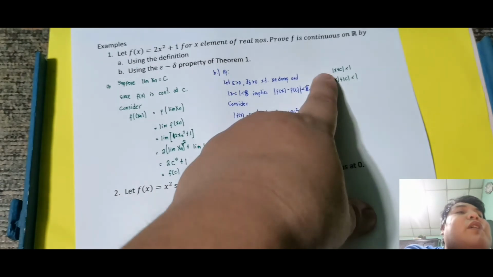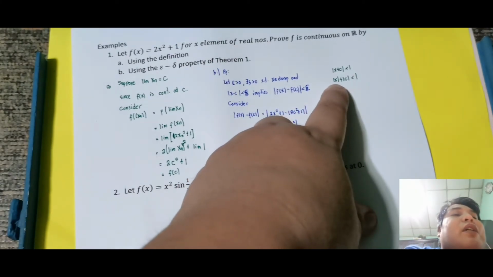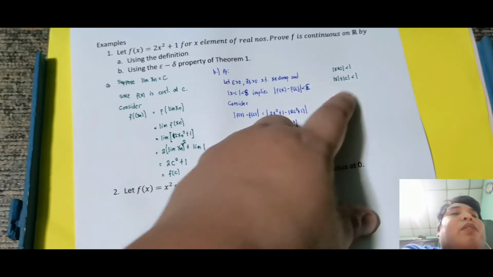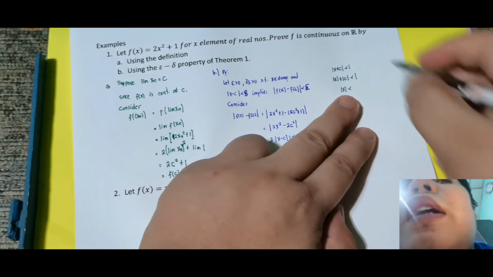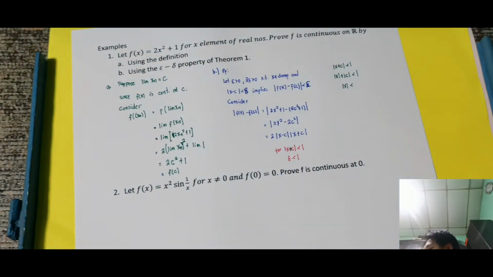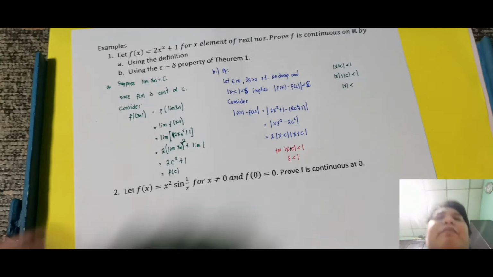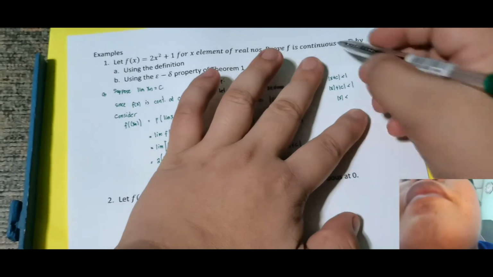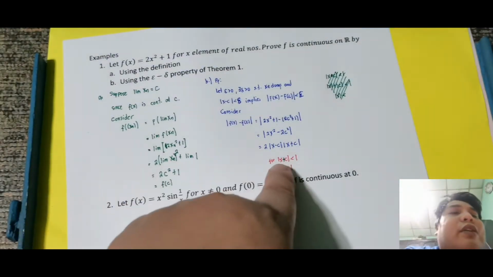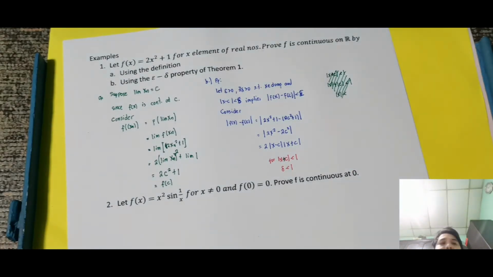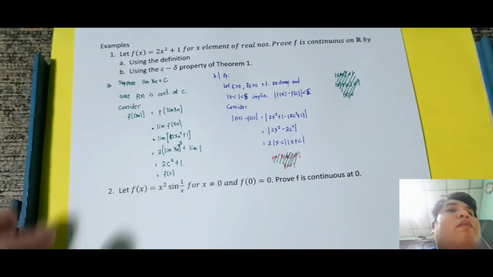Kumbaga, 2 times fraction naman napakaliit, which is less than 1. Liliit siya. So, yung |x + c| less than 1 is equal sa |x| + |c| less than 1. In which, what is absolute value of x? Absolute value of x is less than, this is equal sa, kumbaga yung galing sa function na ito, yung |x + c| is less than 1, yung |x - c|.